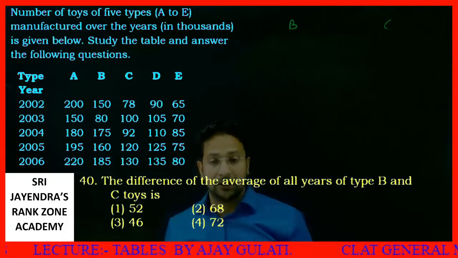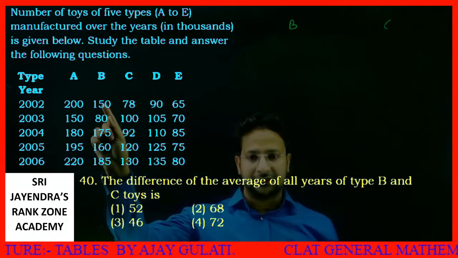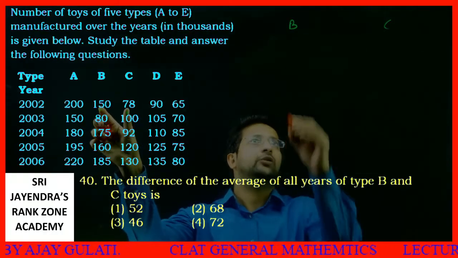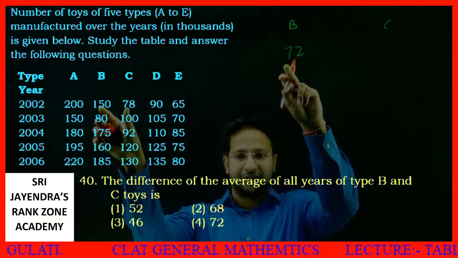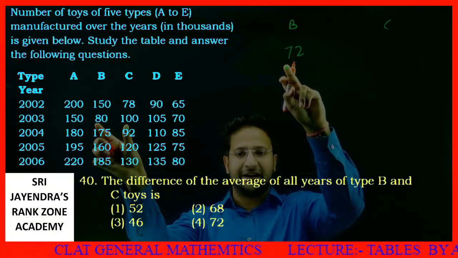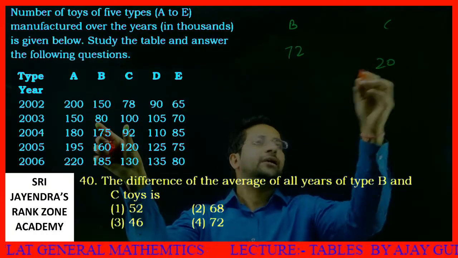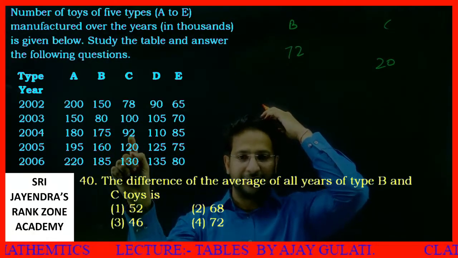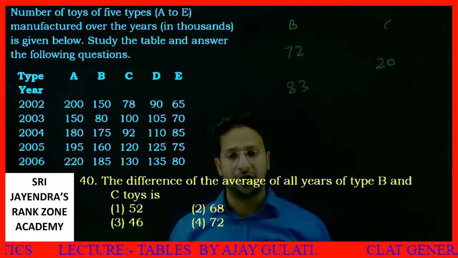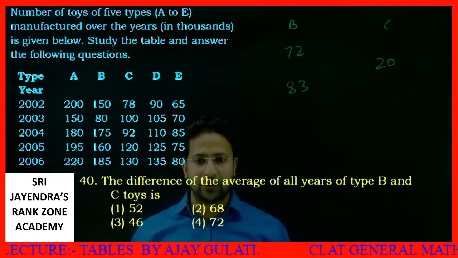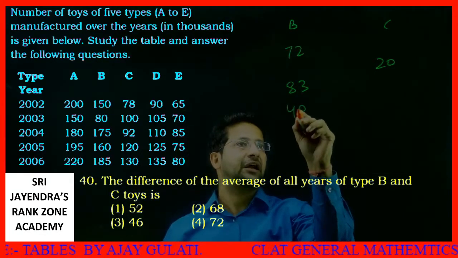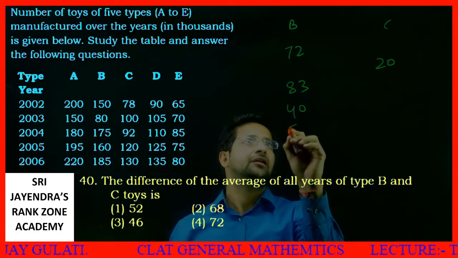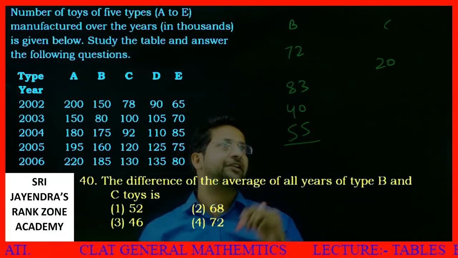See, type B and C. This is 150, this is 78. How much is B greater than C? 72. So this is 72 extra. Next year, here C is greater than B by how much? By 20. Then 175 and 92. This is 75 plus 8, 83. This is 83 more. Next, 160 and 120, 40 extra. 185 and 130, 55 extra.